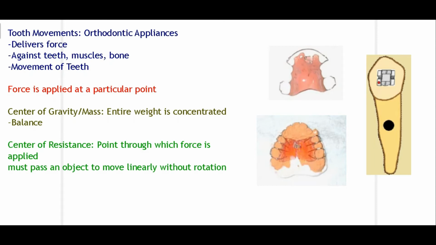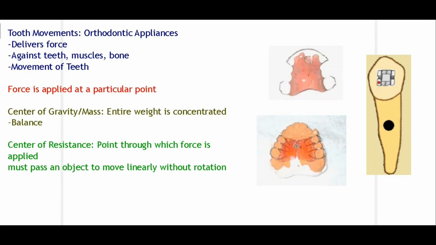Now, for tooth movement to occur, we deliver certain force. Now, this force is used against the teeth that will move. It is also against the muscles and bone, because there are various muscles and bone present which keep the teeth in an equilibrium position. So this is important. And when we deliver the proper forces, it results in movement of teeth or a single tooth. Now, when we apply a force, it is applied at a particular point. This is very important because where the force is applied determines which type of tooth movement will occur.